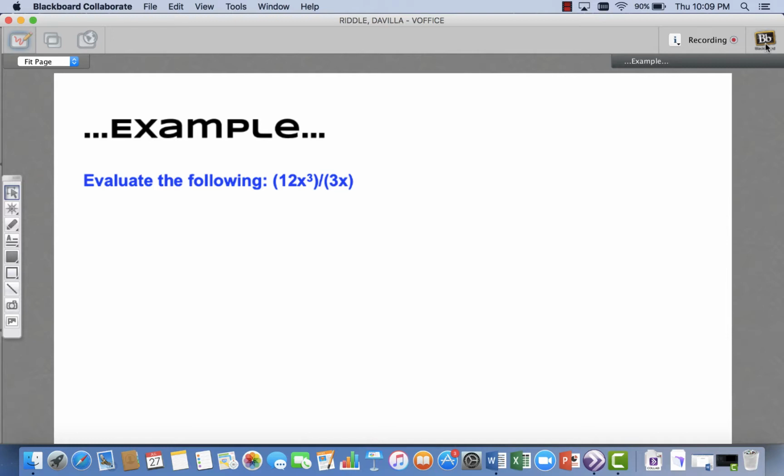So now we have an example. Evaluate the following problem: 12x cubed divided by 3x. First, let's rewrite this so that the big number is on top and the second number is on the bottom. 12x cubed divided by 3x.